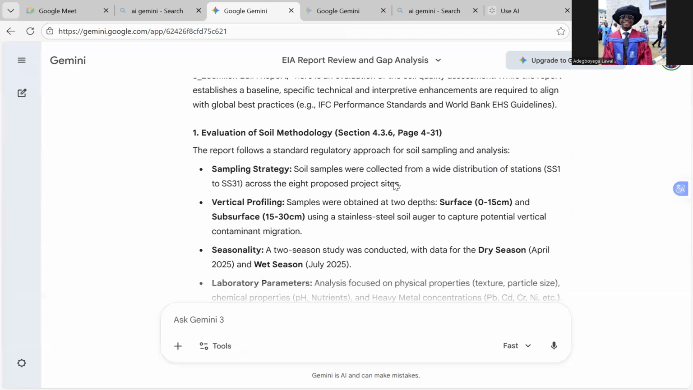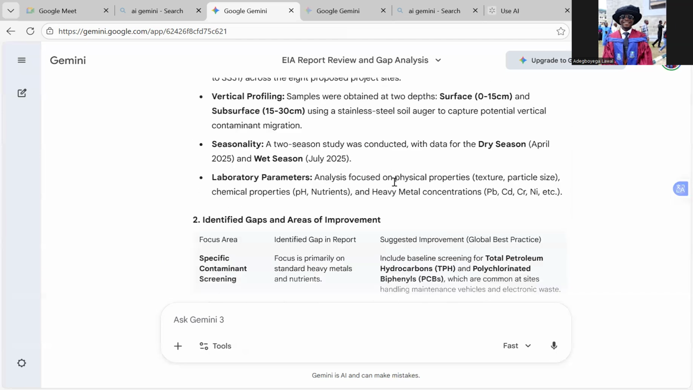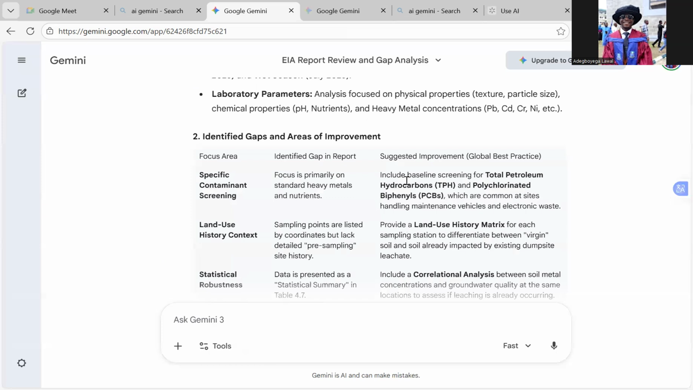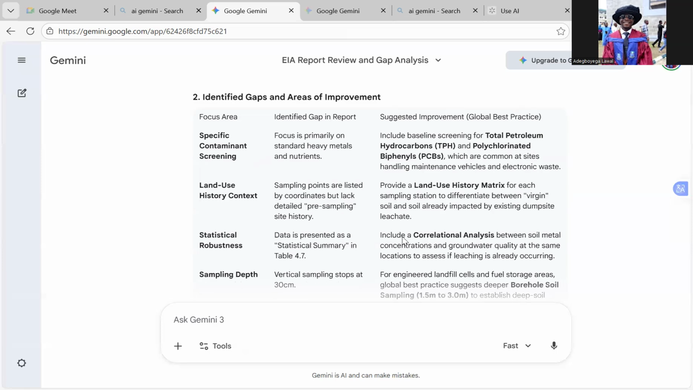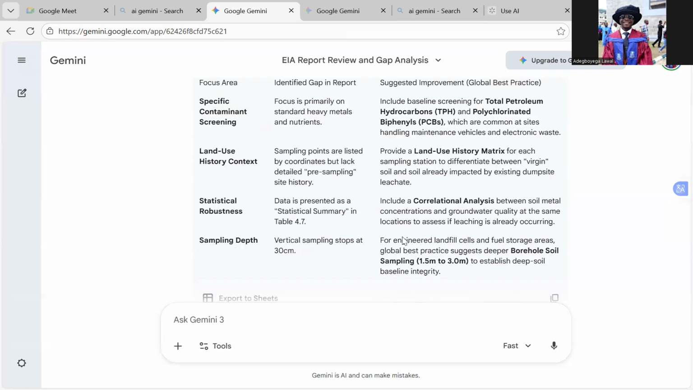So these are it. For soil, the same thing. Soil strategy, seasonality, these are the gaps. He said there's need to include screening for total petroleum hydrocarbon and PCBs. These were not analyzed in the soil sample. They are specific contamination and they need to be there so that they can be covered during monitoring. There's need to see that.